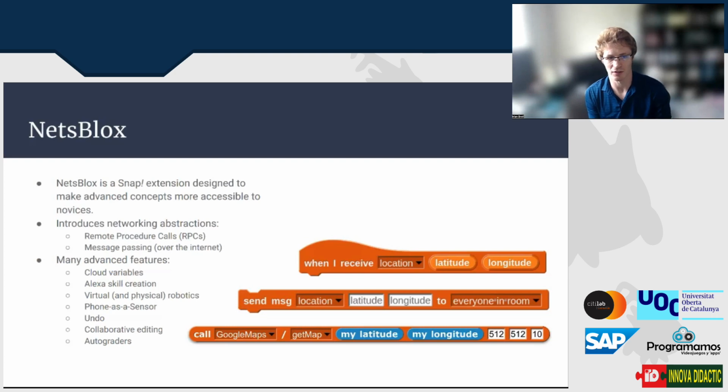Another abstraction is message passing. So we introduce a couple blocks. The main ones that people are usually using are the top two here, where you define some type of message. In this case, we defined a location message, which we said has two fields, latitude and longitude. And then this block, which dynamically updates depending upon the type of message you're sending, can be used to send messages over the internet to other instances of NetsBlox. These might be running on different computers or in different classrooms or different countries or anywhere. The hat block above it, when I receive location, would be how you can actually listen and implement some message handler for a given type of message.